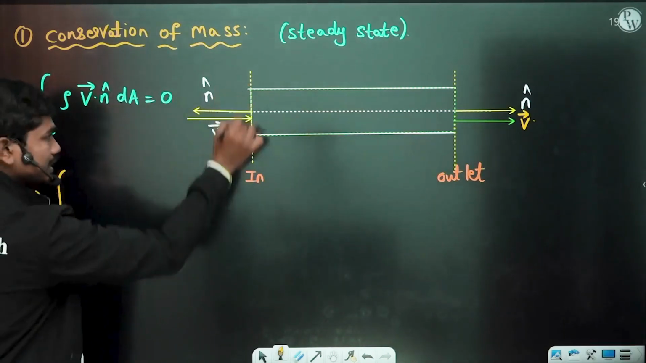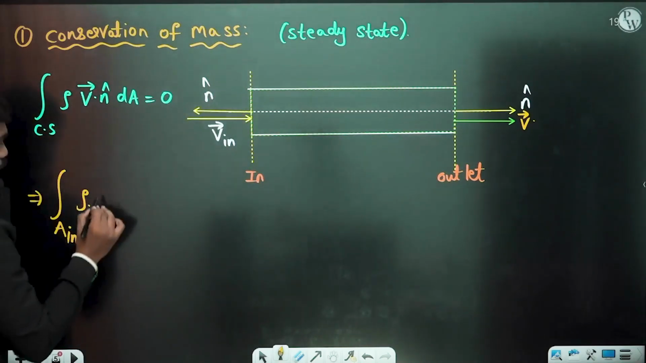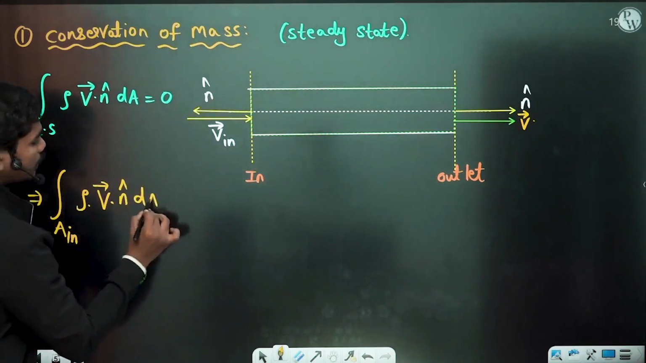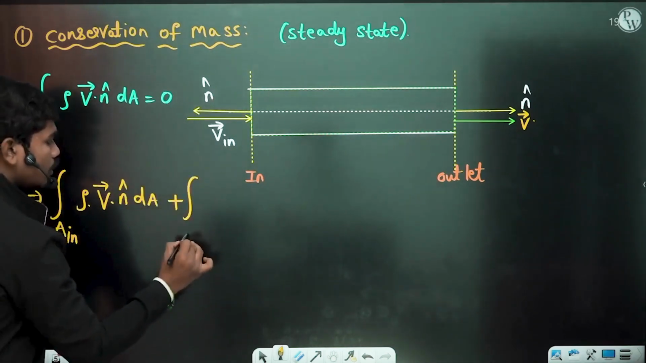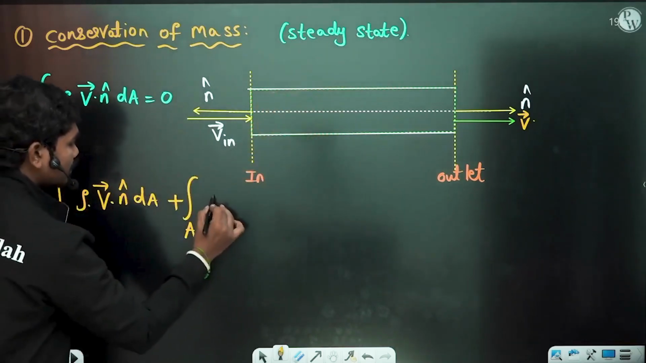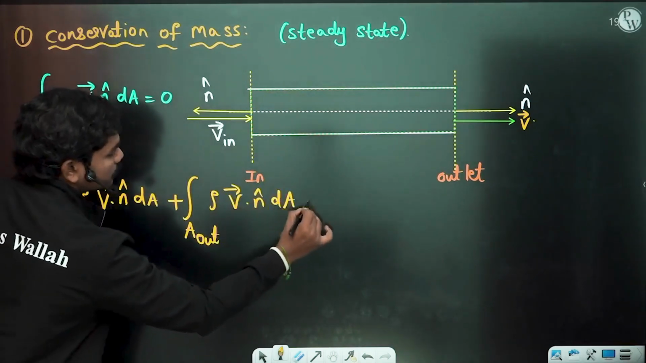Let us suppose this is the inlet surface, A inlet. Over the surface A inlet, the integral of rho V bar dot n cap dA, plus the integral over the surface A outlet. Let us suppose at the outlet section, rho V bar dot n cap dA is equal to 0. Can I write it like this?